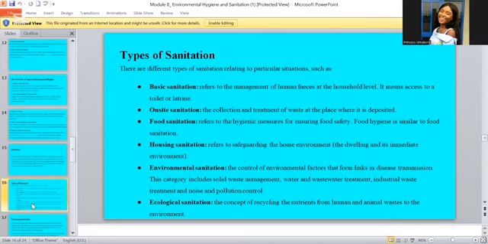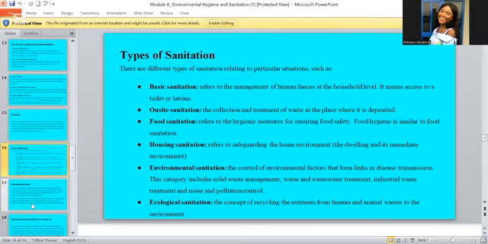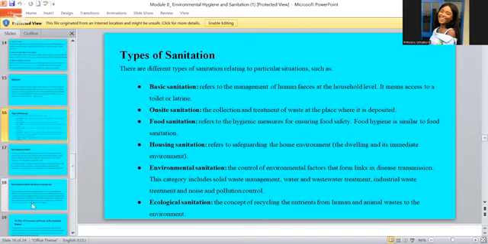We have housing sanitation, which refers to safeguarding the home, environment, the dwelling, and its immediate environment. We have environmental sanitation, and this is the control of environmental factors that form links in the transmission. The category includes solid waste management, water and wastewater treatment, industrial waste treatment, noise and pollution control.